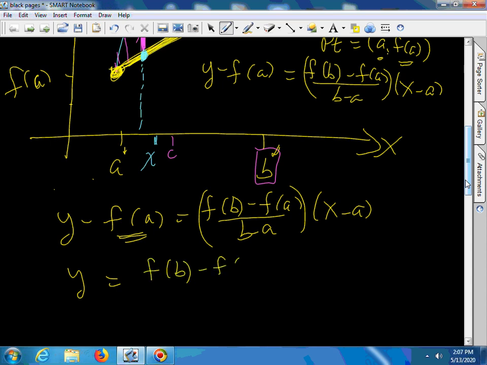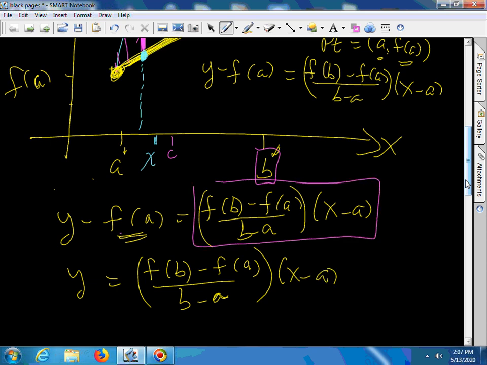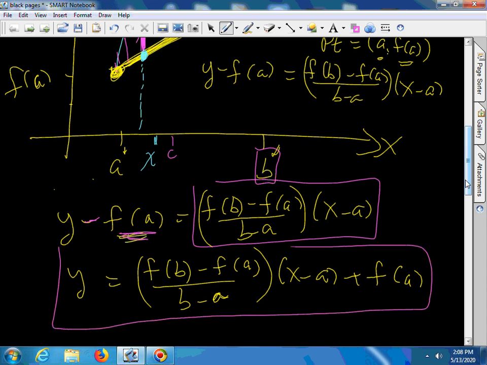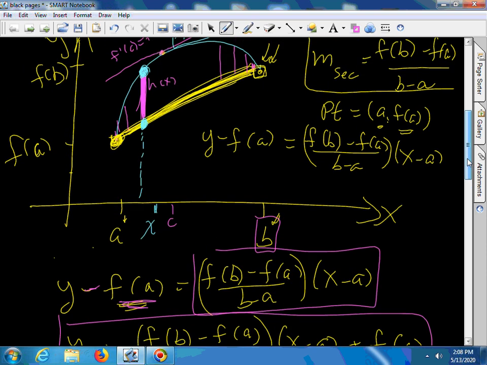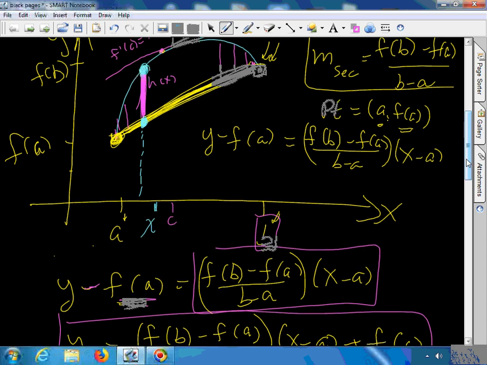m, well, f of b minus f of a over b minus a, all of this times x minus a, just like it was. But now I bring this over. Since it's minus, it comes over as plus f of a. So now we have the equation of the line, which I will call y. Okay.